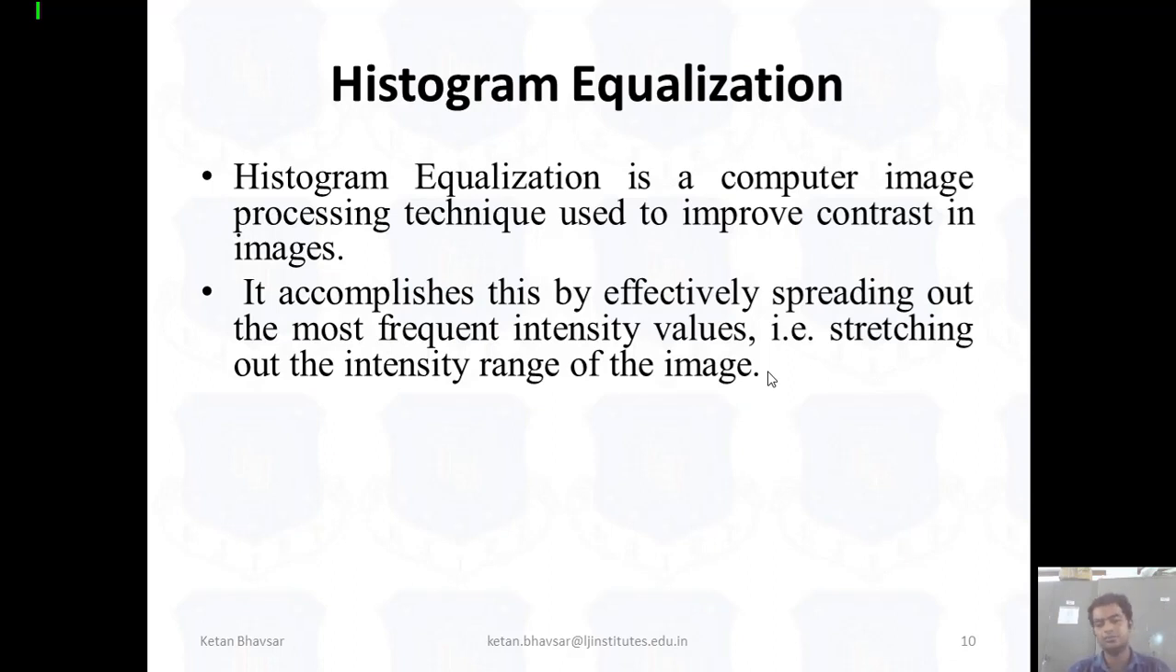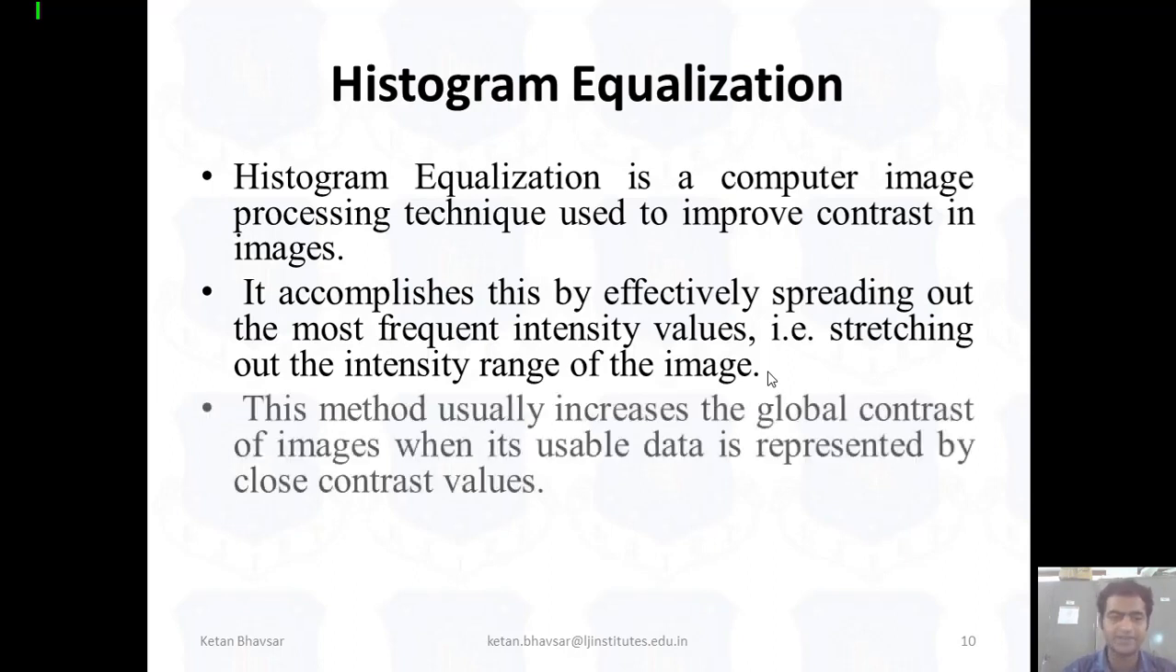So it generally uses a stretching concept or tries to increase intensity values from 0 to 255 and maintain pixel or balance the image. We can say that it maintains the brightness, contrast, illuminations. So all these factors are maintained with the help of histogram equalization. This method usually increases the global contrast of an image when the usable data is spread by close contrast values.